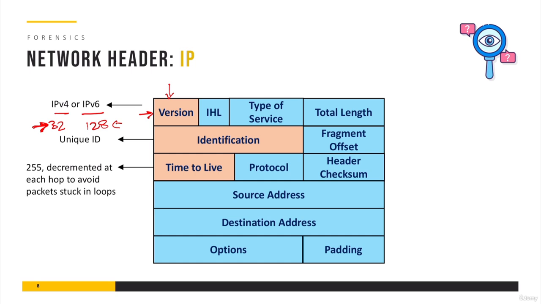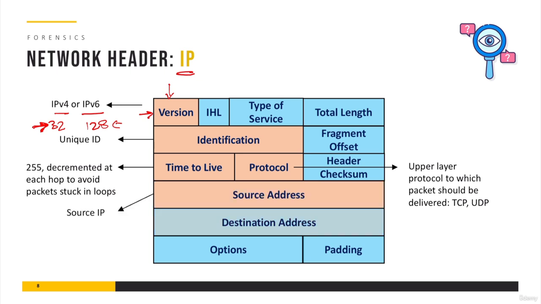Another use of time to live, which we have previously discussed, was to check the route. For example, you want to find out the IP address of the next router, and the next router, and the next router to a destination. You send the first packet with TTL 1, it will be dropped by the first router, and you will get the IP of the first router. Then you put TTL 2, you will get the IP address of the second router, and so on. And this is the upper layer protocol to which the packet should be delivered. Remember, IP operates at the network layer, so you need to specify here whether this packet is going to TCP or UDP. This is the source IP, this is the destination IP, and then we have options and padding.